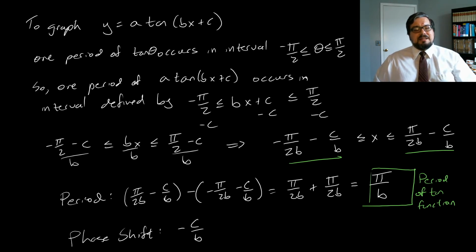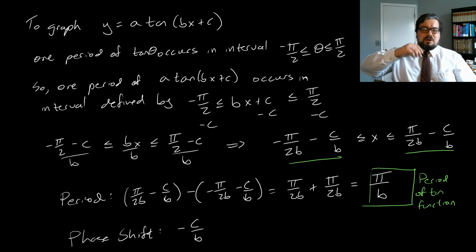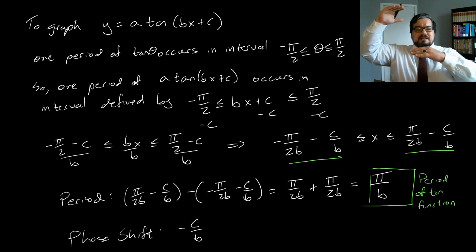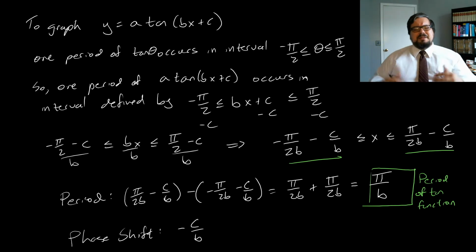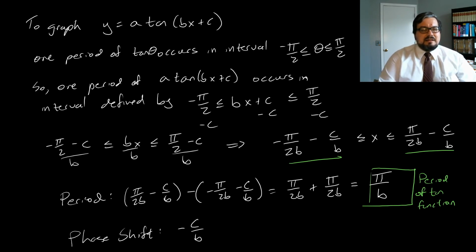However, we don't have an amplitude per se. We don't tend to define amplitude for tangent and cotangent, and that's because these don't oscillate. They go from negative infinity up to positive infinity and then come back down, and they don't have boundaries. They don't go back and forth between two numbers, and so they don't have an amplitude per se. But we do use this value a to tell us how to multiply our y values.